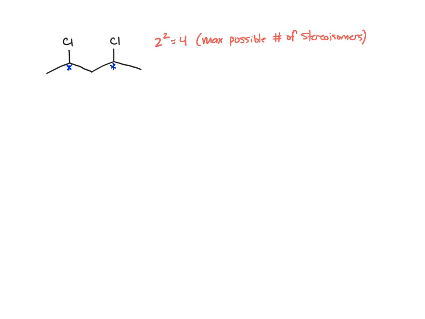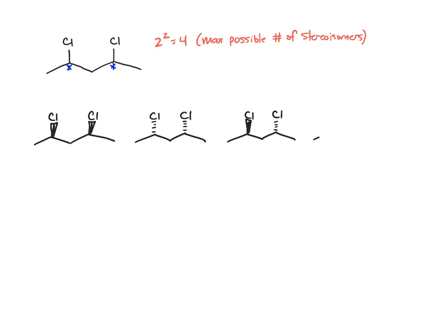Let's do like we did in the last example and draw all 4 possibilities. Possibility 1, we'll put both chlorines out. 2, let's put them both back. 3, 1 out, 1 back. 4, 1 back, 1 out. So these are the 4 potential stereoisomers.